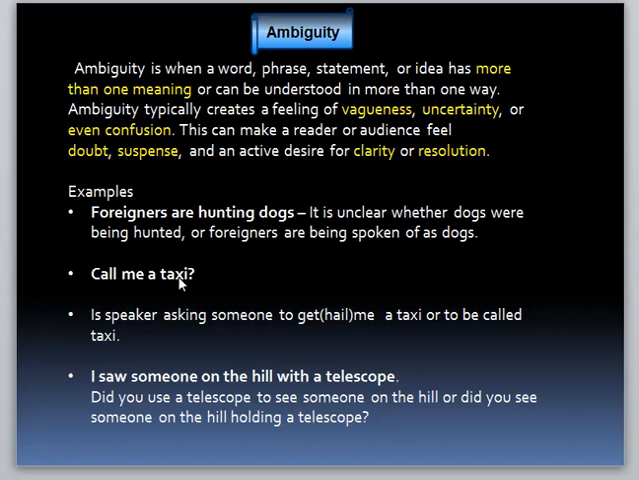So these are the things which are mentioned in ambiguity. I saw someone on the hill with a telescope. Now again, did you see someone on the hill who is using a telescope, or did you see someone on the hill holding a telescope? So are you using a telescope, or did you see someone on a hill holding a telescope? That is the confusion here. So these kinds of sentences are the examples of ambiguity.